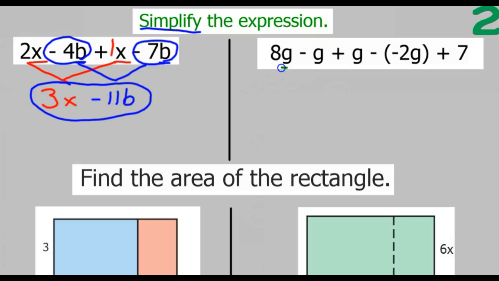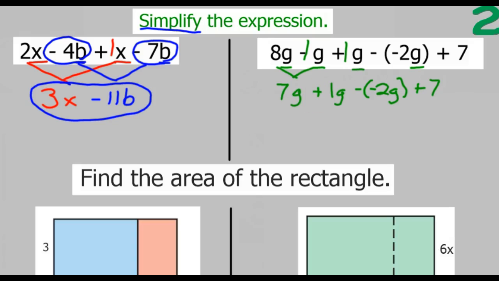Here, looking for letters, I've got a G, a G, a G, and another G, so 4 G's. First of all, I can put a 1 in front of everything that doesn't have a number there. So I have 8G minus 1G gives me 7G plus 1G minus a negative 2G plus 7.